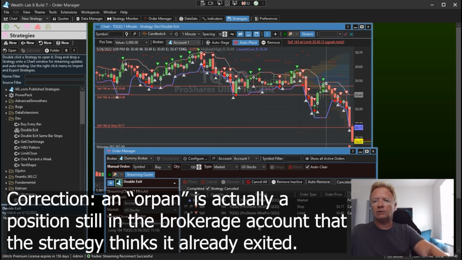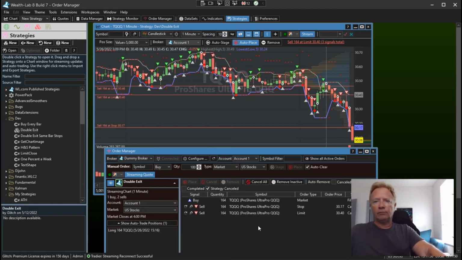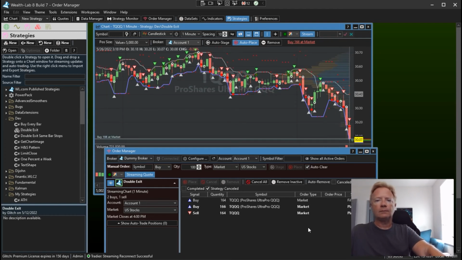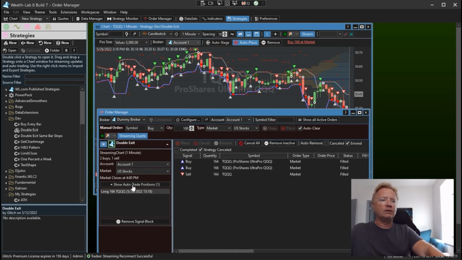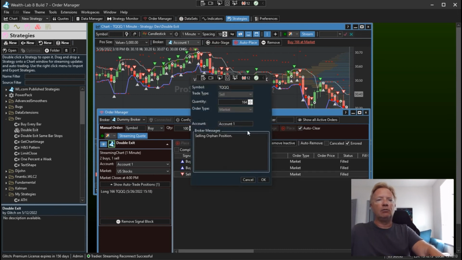So let's see what happens when the next bar completes here in about 5 seconds. Okay, so just as I thought, we got our buy for the new position, which was filled. But we got this sell here for this position that was in here. If we double click, we can see selling orphan position.